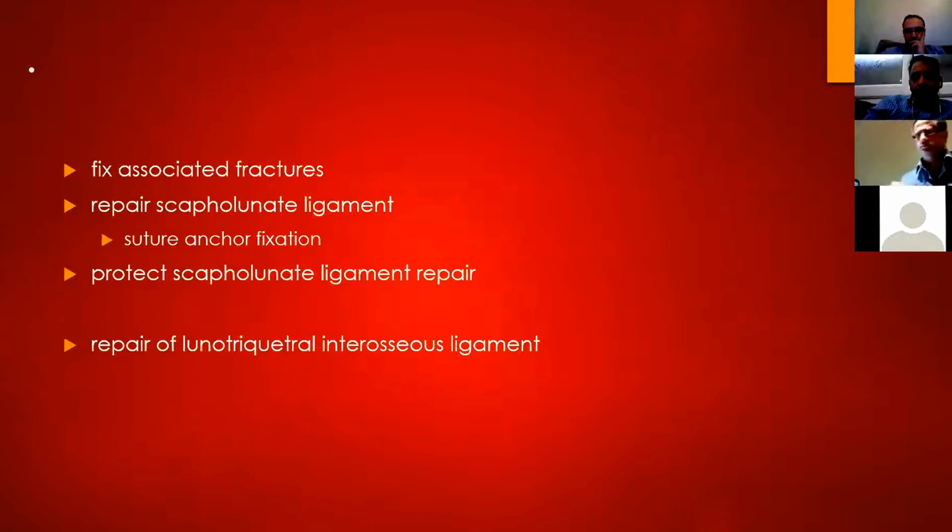In the second stage, you need to fix the associated fractures. Then you need to repair the scapholunate ligament, usually with suture anchor fixation. And then you have to protect your ligamentous repair with temporary fixation. Most of the time they use temporary K-wires, which need to be taken out in around 4 weeks. And then repair of the lunotriquetral ligament again depends on the surgeon's choice. Some hand surgeons go for repair of the lunotriquetral ligament, some surgeons don't.